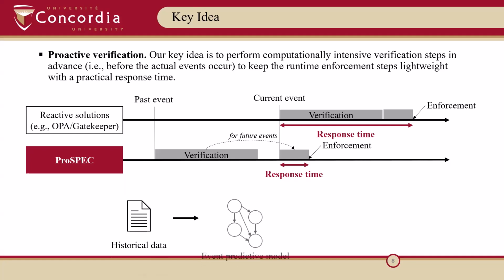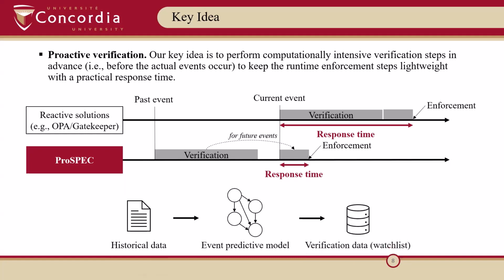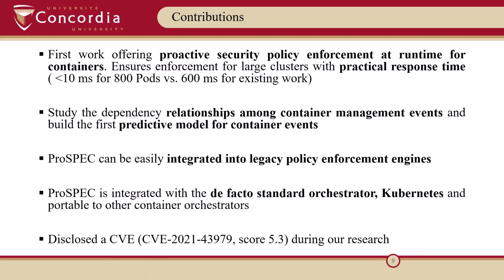To do so, we use the historical data, that are the events that happened in the cloud. We generate an event predictive model, and then we store the verification data that we pre-computed in advance in a database that we call a watch list.